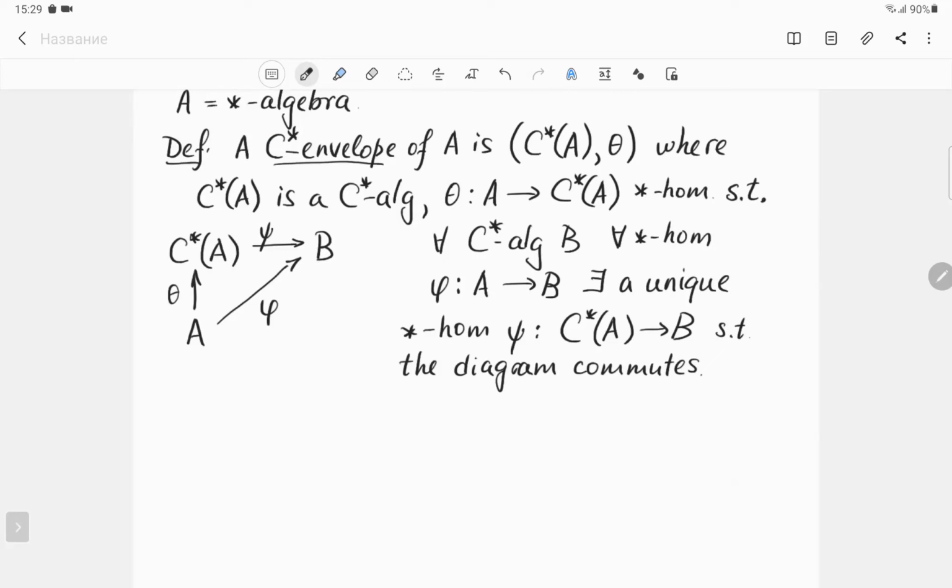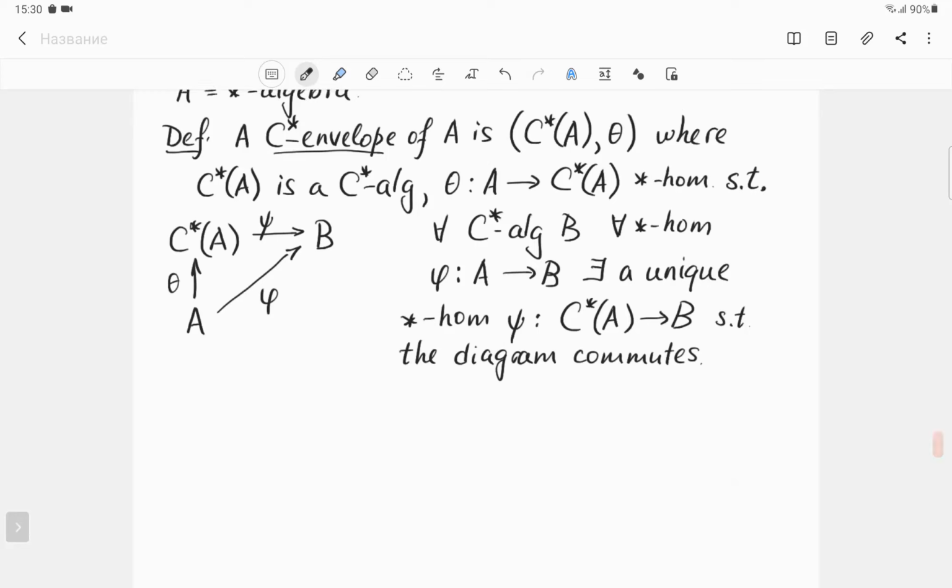So this is a very natural universal property, which looks similar to, say, the universal property of the completion of a metric space, or to the universal property of a universal enveloping algebra for a Lie algebra, and to many other universal properties which exist in mathematics.